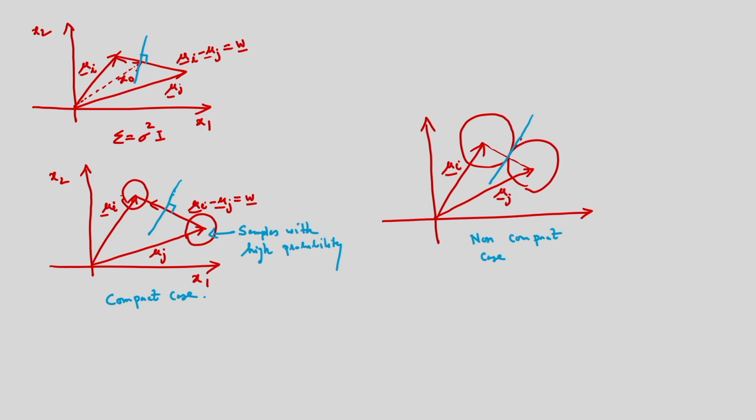That means sigma square is large. In the previous case, the sigma square is small with respect to mu i minus mu j. So in the second case, the location of the decision hyperplane is much more critical as compared to the first case. The first case is the compact case. In the compact case, you can easily draw the decision boundary between these two clusters. But in the non-compact case, which I am showing in the second case, it is very difficult to draw the decision boundary. So the location of the decision hyperplane is much more critical as compared to the first case. This is about the representation of the decision boundary.